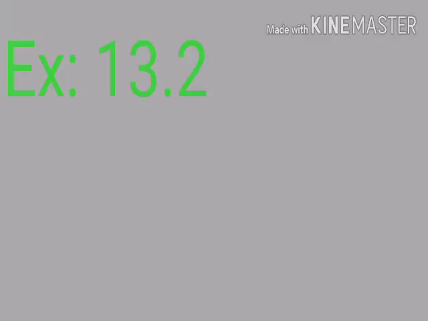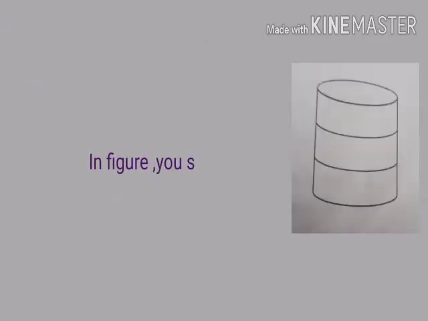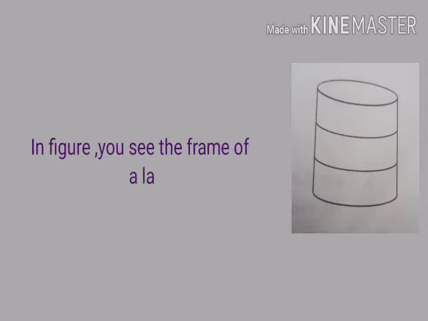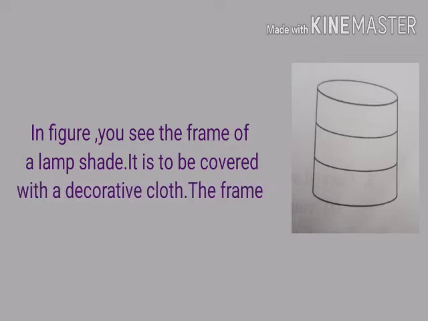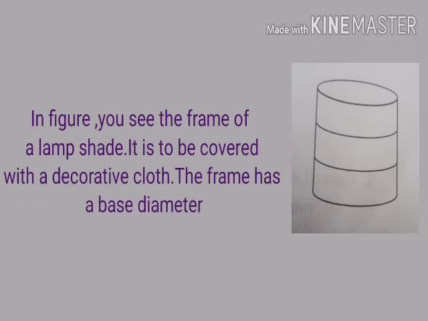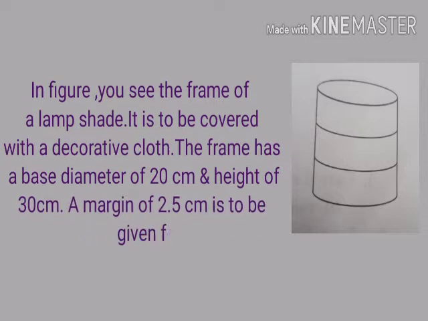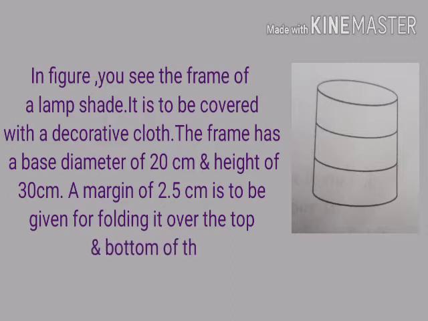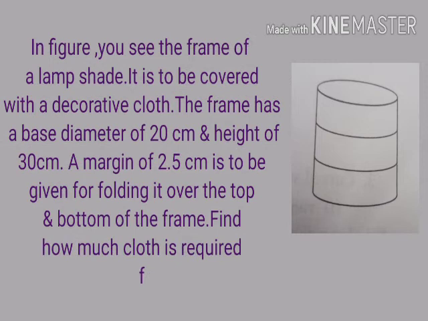Now exercise 13.2 question number 10. In the figure you see the frame of a lampshade. It is to be covered with a decorative cloth. The frame has a base diameter of 20 cm and a height of 30 cm. A margin of 2.5 cm is to be given for folding it over the top and bottom of the frame. Find how much cloth is required for covering the lampshade.